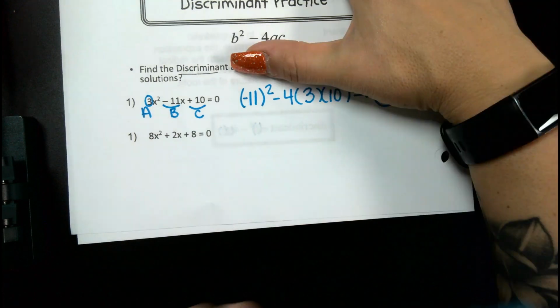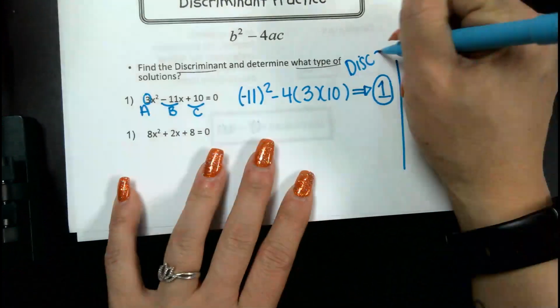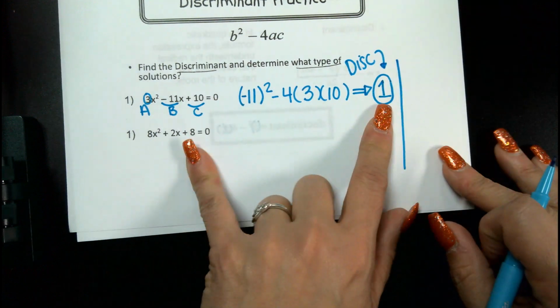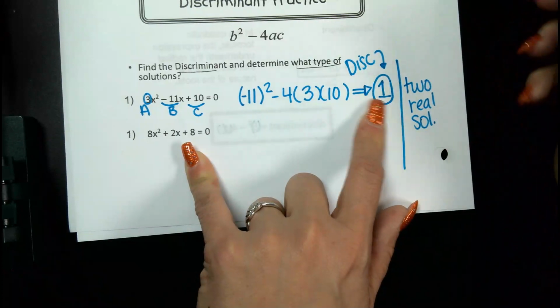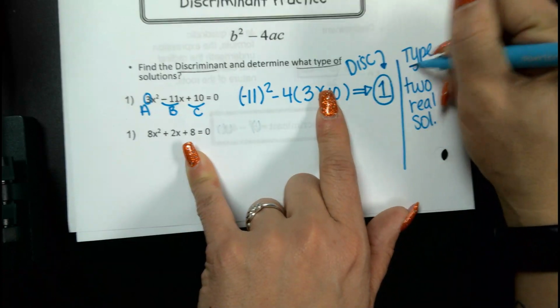Okay, so if the directions on your paper simply said, find the discriminant, my discriminant is 1, okay? But there is a second part to this question. It says, what type of solutions? Well, is this 0, positive, negative? What type of solutions do we have? 2 real solutions. Yep.